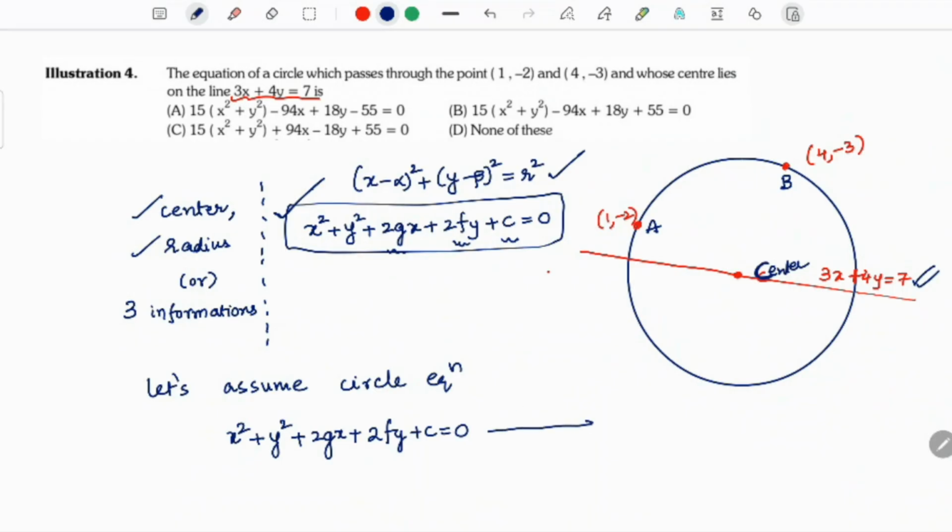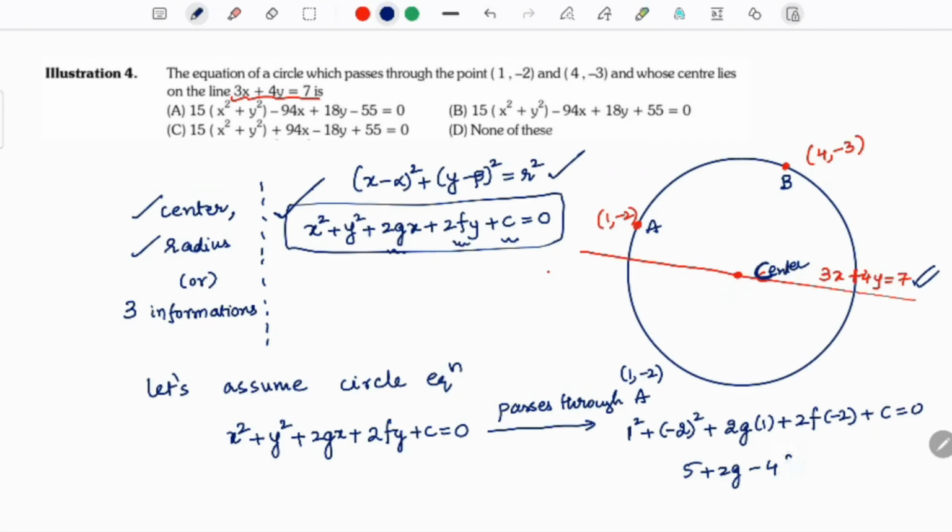Okay, but the circle passes through point A. That means what? A's coordinates will be satisfied by the circle equation. So what would be the equation we'll be getting in this case? Substitute 1 comma minus 2 in the circle equation: 1 square plus minus 2 whole square plus 2g into 1 plus 2f into minus 2 plus c is equal to 0. So this is 5 plus 2g minus 4f plus c is equal to 0. This is the first equation.